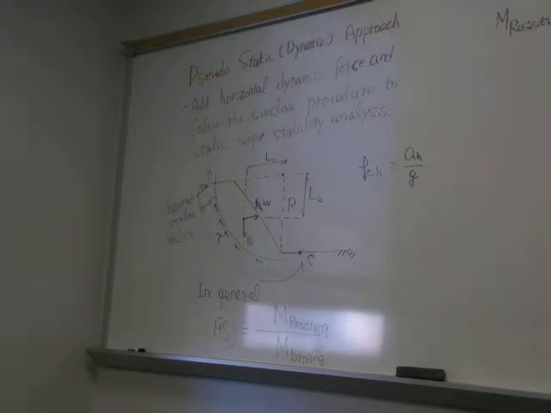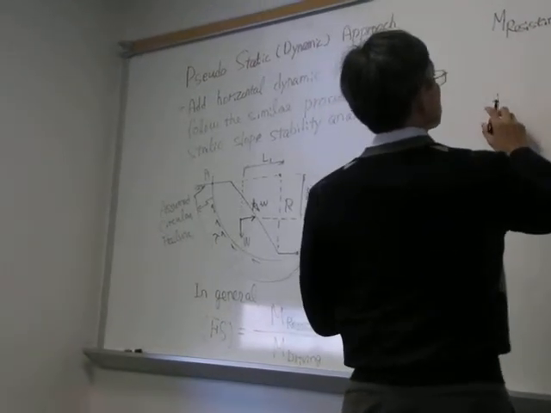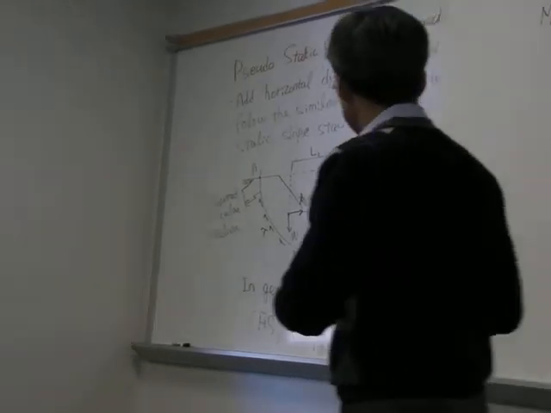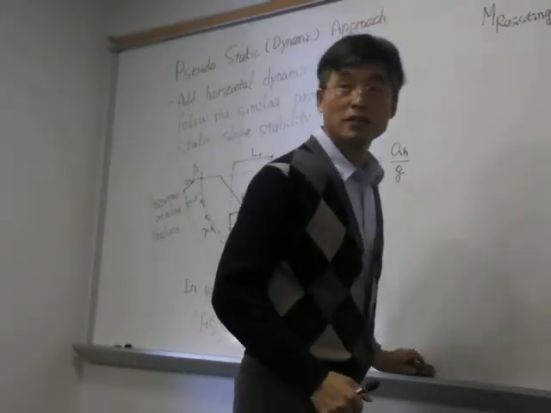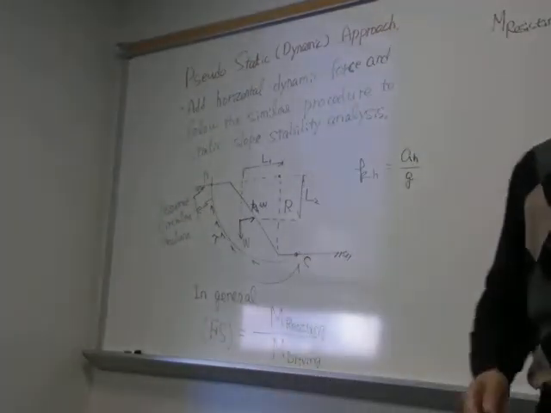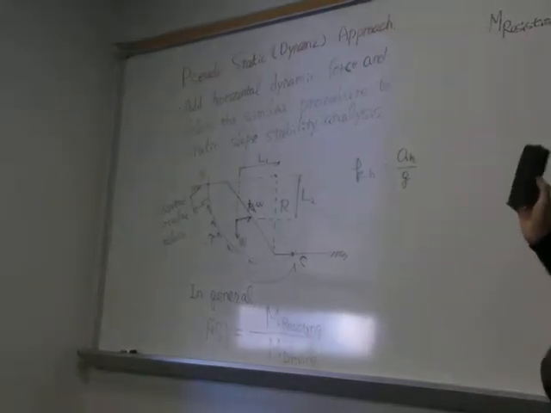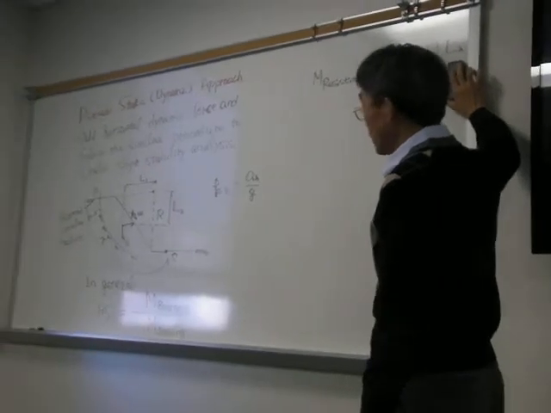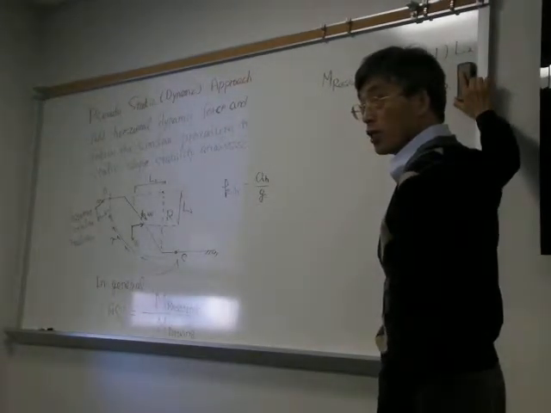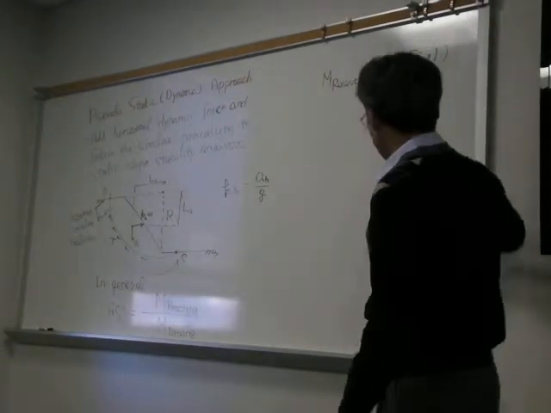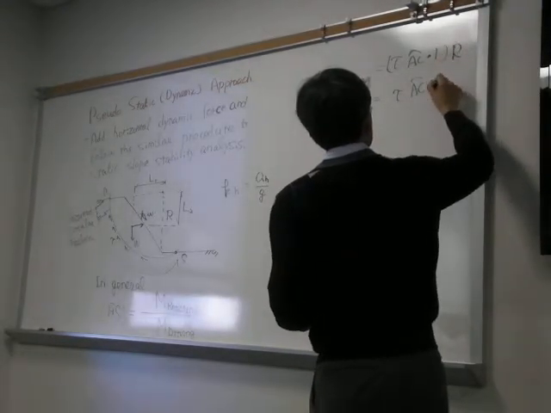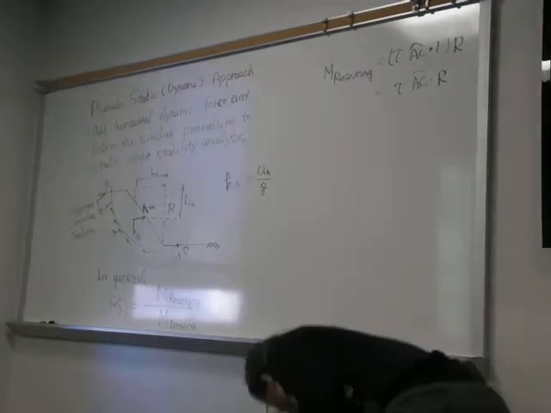Then let's think about the driving moment. Wait a minute. What am I doing? Something is wrong in here. What is wrong? You don't have the need for L2. Arm length is not L2. Arm length should be R.